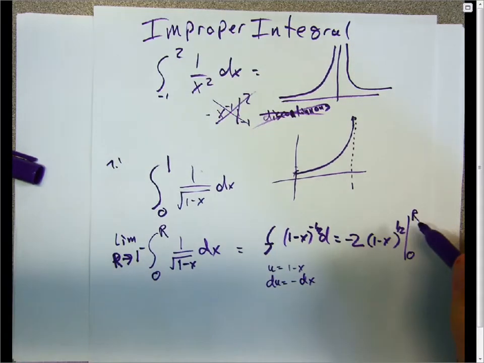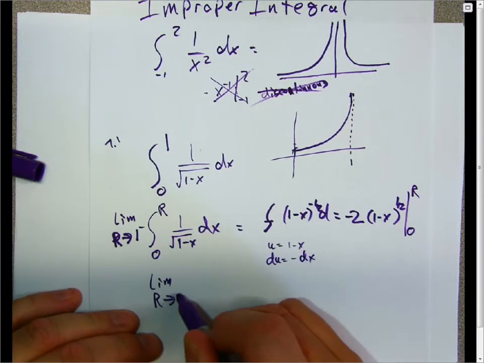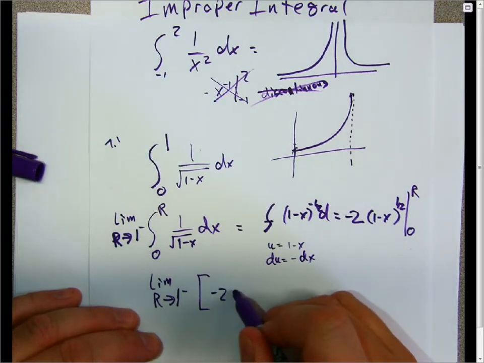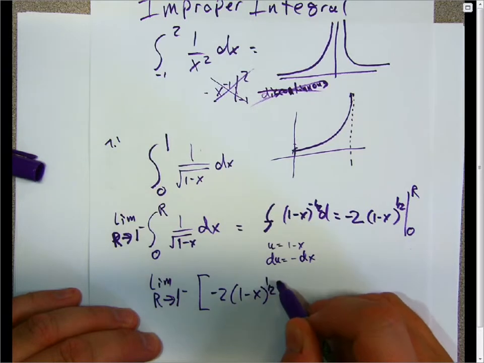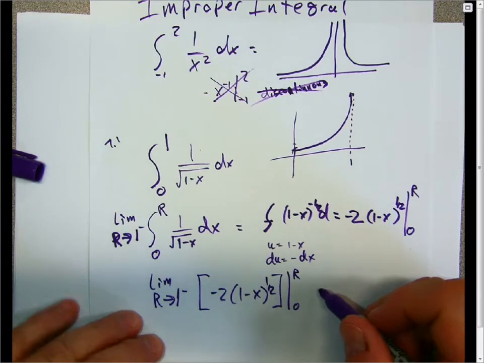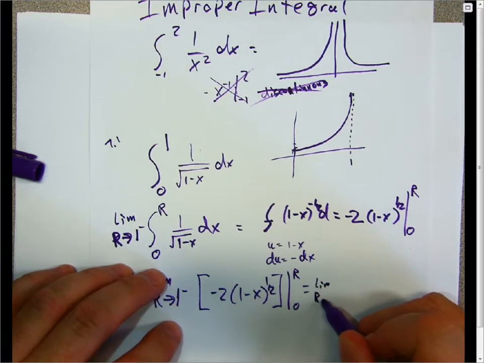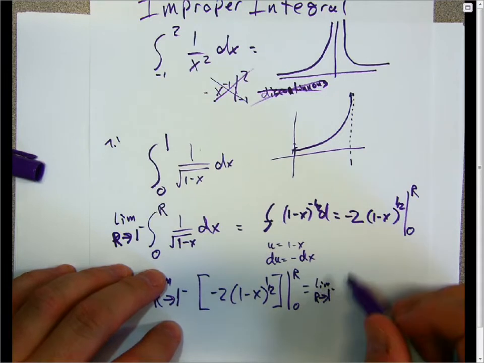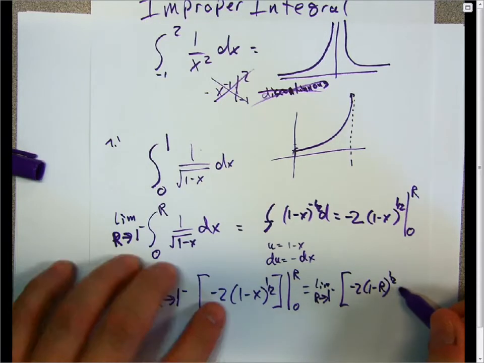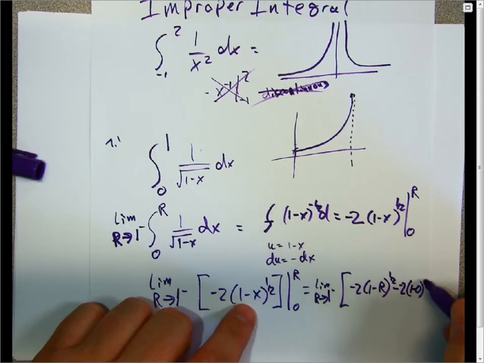The problem is I can't get to r. I'm going to have to use the limit. So the limit as r approaches 1 from the left of negative 2, parenthesis 1 minus x, the quantity 1/2, found at 0 and r. So if I go ahead and plug all this in, I come up with the limit as r approaches 1 from the left of negative 2, parenthesis 1 minus r raised to the 1/2 minus negative 2, parenthesis 1 minus 0 raised to the 1/2.